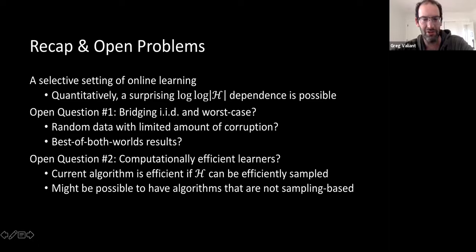There's a computational question. The current algorithm that we're proposing, you can make computationally efficient if you can efficiently sample from this hypothesis class, although there are lots of hypothesis classes for which you cannot efficiently sample. And it might be possible to have algorithms that are not sampling based.